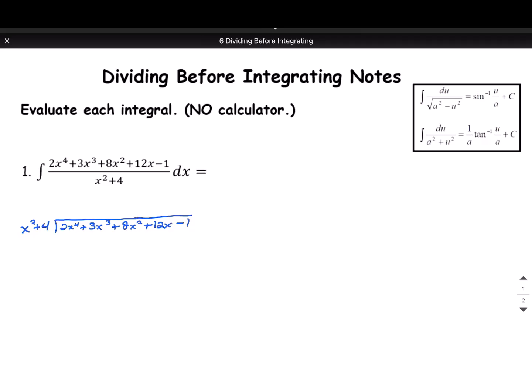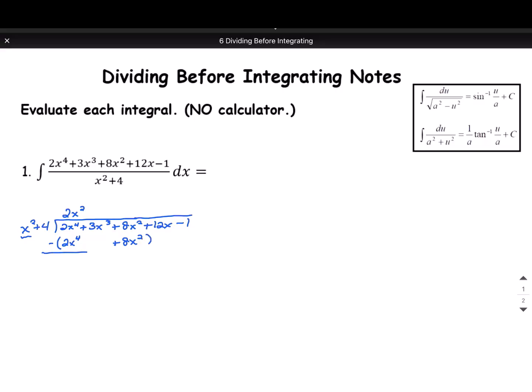So, okay, x squared goes into 2x to the fourth. X squared times what is 2x to the fourth? So we use the leading term to do this division. That would be 2x squared. Now remember, when we divide, we have to subtract this product. 2x squared times x squared is 2x to the fourth, and 2x squared times 4 is a positive 8x squared.